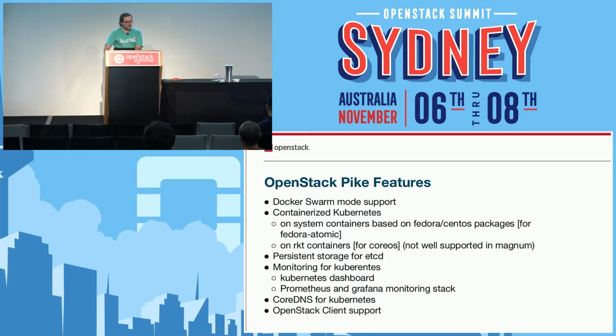But the most important one was containerized Kubernetes. So we use Kubernetes on system containers. These containers are based on CentOS or Fedora packages. I am the packager for CentOS, and I work very closely with the Fedora packager. So usually, within a few days of release, we have a package, and we can build containers, and you can use it. So this is, I think, very powerful because we use all the infrastructure of Fedora and CentOS.